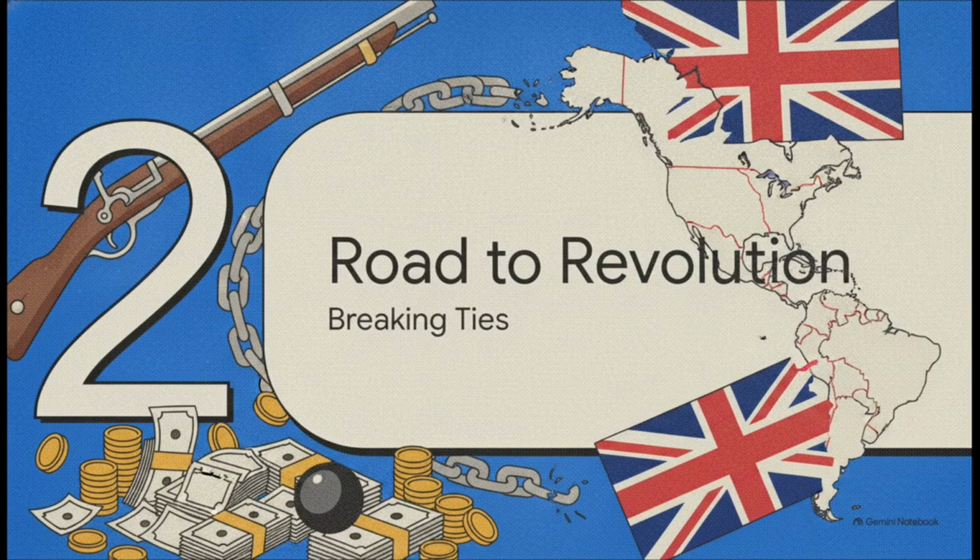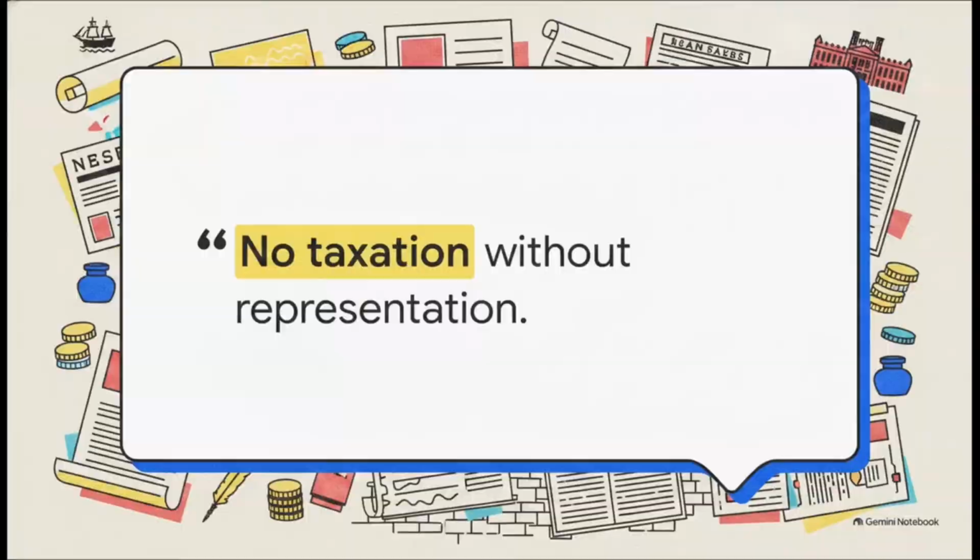Moving on to Section 2, the road to revolution, breaking ties with Britain. Okay, so picture this. It's the 1750s. Britain just fought a massively expensive war with France, and they are drowning in debt. Their brilliant solution? Decide that the increasingly independent American colonies should foot the bill. So, when the 1765 Stamp Act placed a tax on printed materials, the colonists fired back with a simple, revolutionary demand: no taxation without representation.